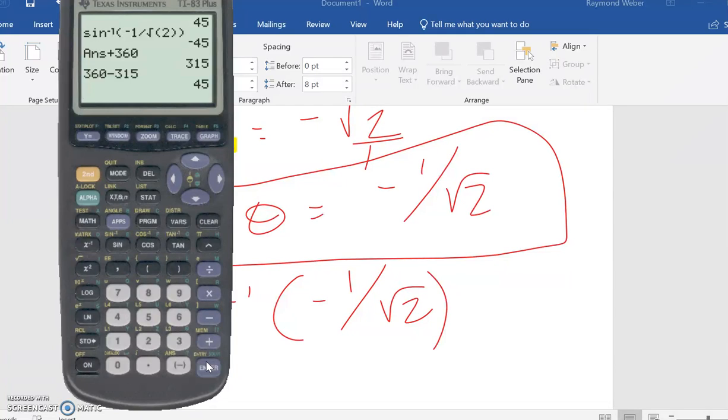So the calculator will do this, but you need to be careful because the calculator is not always going to give you the answers you want. And even if it does give you one of the answers you want, it's only going to give you one of them, and you're usually going to need at least one more. So there's nothing wrong with using your calculator. The issue is you just have to know how to get the rest of the answers that you need.